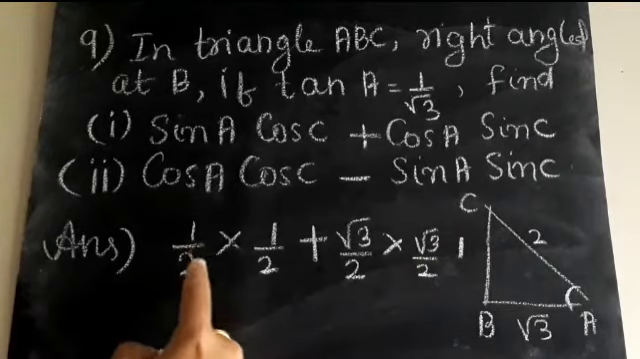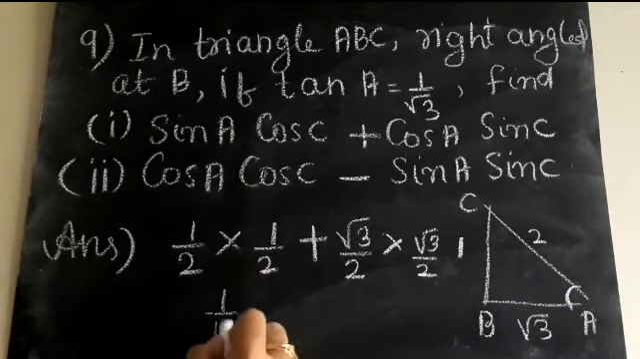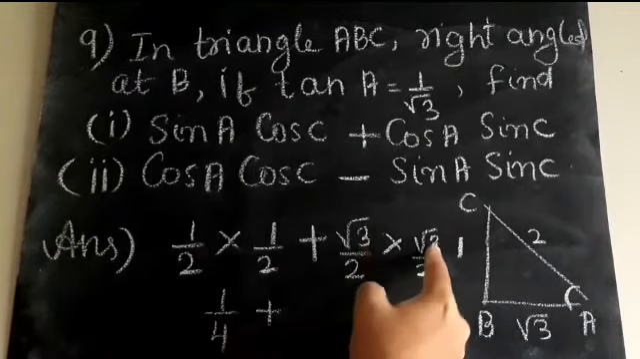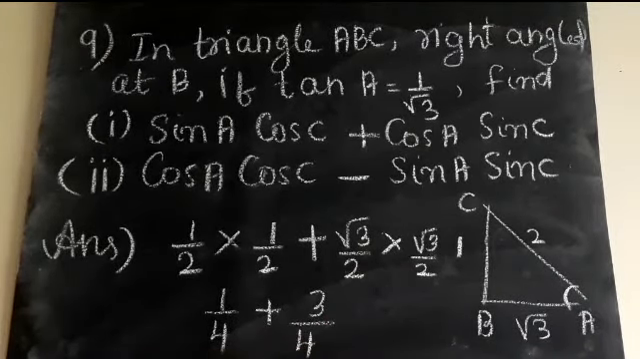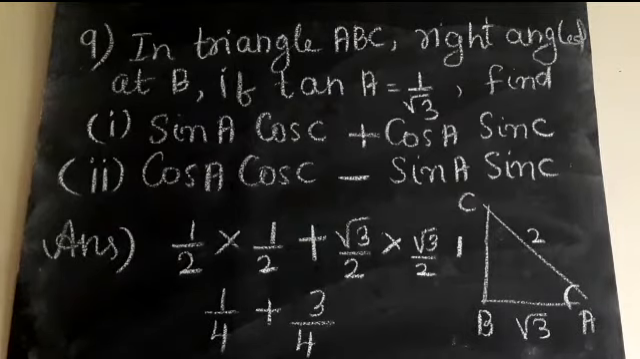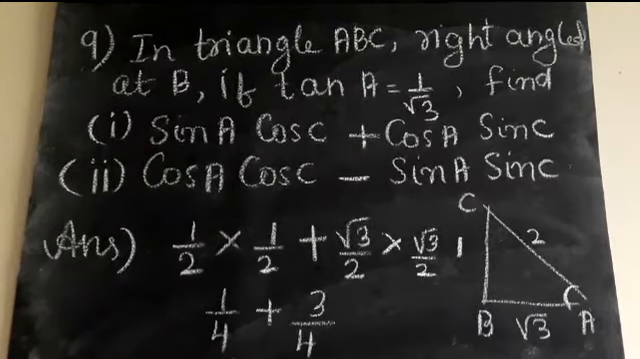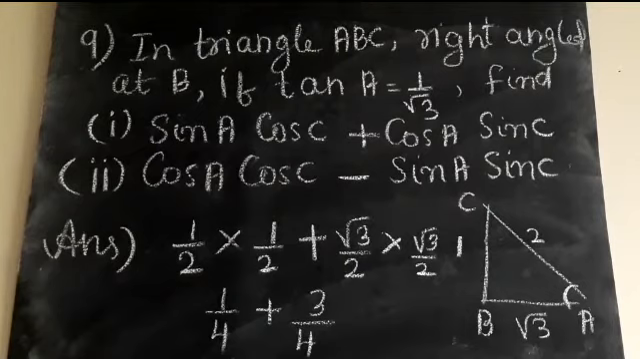So what is the answer? 1 by 2 into 1 by 2 is 1 by 4, plus root 3 into root 3 by 4, that is 3 by 4. So what is the answer? 1 by 4 plus 3 by 4. The answer is equal to 1. Now we are moving to the second question.